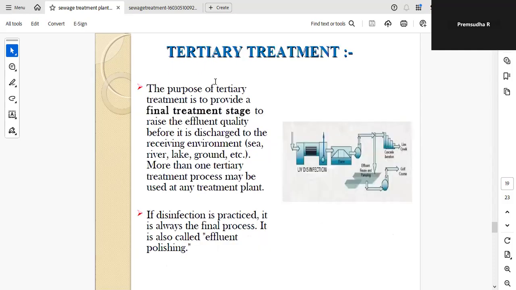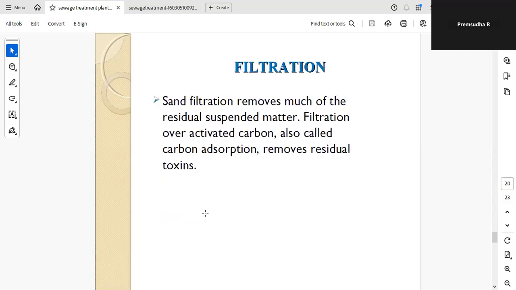The purpose of tertiary treatment is to provide a final treatment stage to raise the effluent quality before it is discharged to the receiving environment. If disinfection is practiced, it is always the final process. It is also called effluent polishing. Here we add chlorine to remove the pathogenic bacteria, then we dispose of the effluent. This is the final treatment, the tertiary treatment.